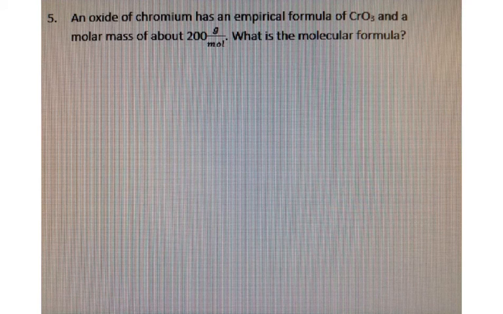So an oxide of chromium has an empirical formula of CrO3, which is really nice that they actually give us the empirical formula. It's always nice when they give it to us. It eliminates a lot of steps. And a molar mass of 200 grams per mole.